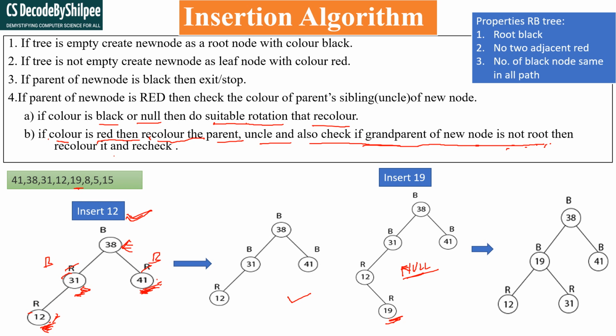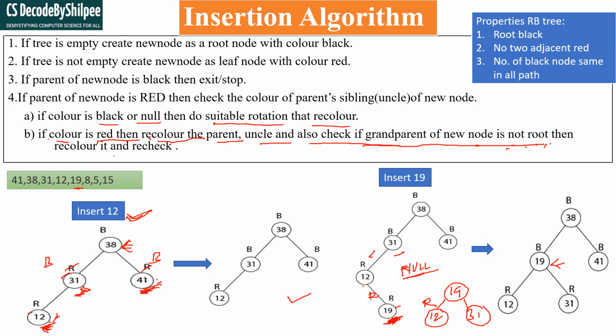So first you have to check which rotation it is. If you look at that, this is L and this is R. So this rotation is LR rotation. In that LR rotation, I have said that you have to perform swapping between 19 and 31. Whatever the last node, that will become the root node. So 19 becomes the root node and 12 is as it is, its left, and color also red. We will not do anything with the 12. 31 becomes the right child.